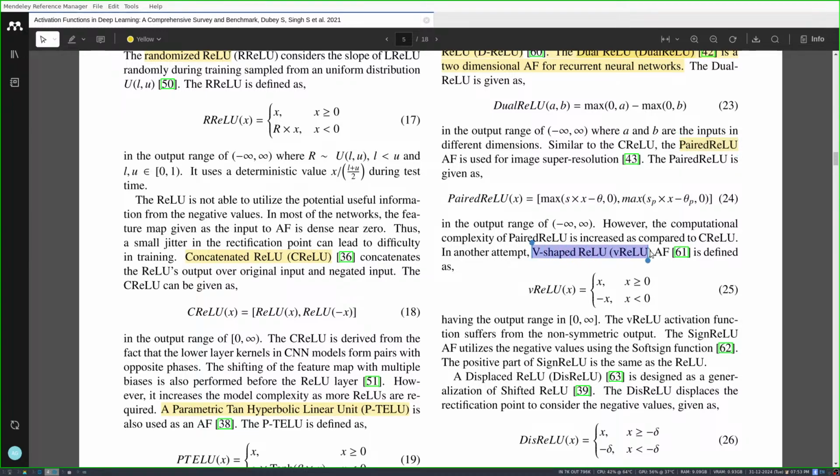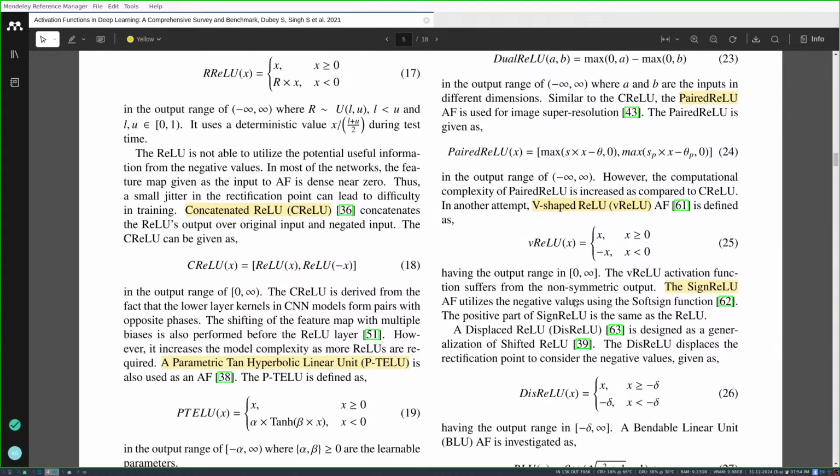V-shaped ReLU. Okay. The V-ReLU activation function suffers from non-symmetric output. The sign, man, this is just talking about different activation functions. Negative values using, okay, displace ReLU. That is power ReLU with some displacement. No, it's not. It is shifted ReLU. It displaces the rectification point. Okay.